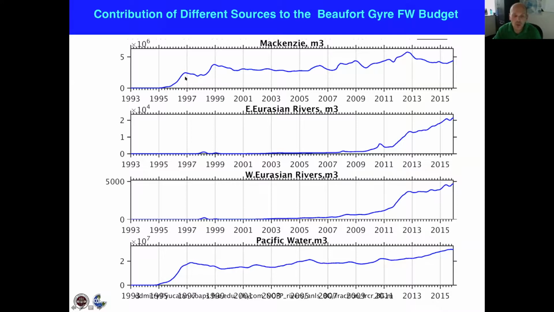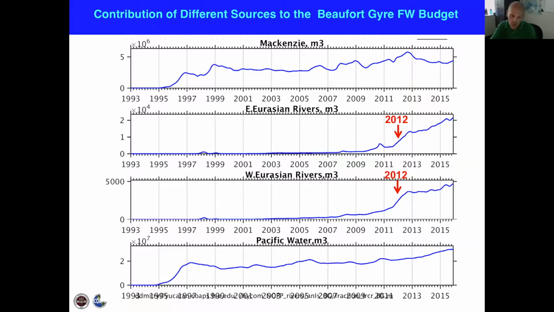What is interesting is the different spin-up time for the Mackenzie River and the Pacific water. It takes the tracers about 6 to 7 years to level off in the Beaufort Gyre, whereas for the Eurasian rivers it takes about 15 years even to show their presence in the Beaufort Gyre. Another interesting feature is 2012, when there is a very drastic increase of the amount of Eurasian waters in the Canada Basin.